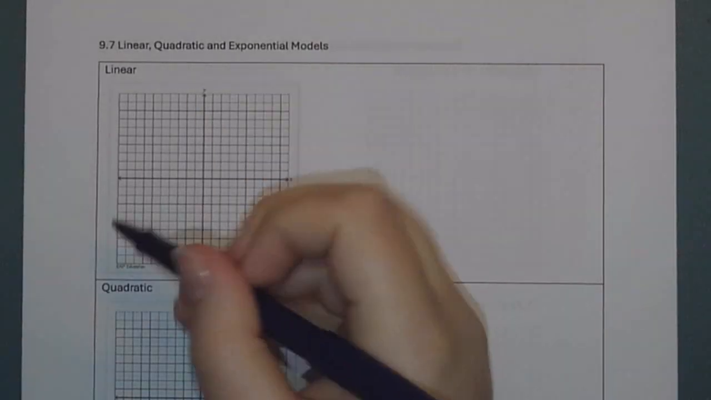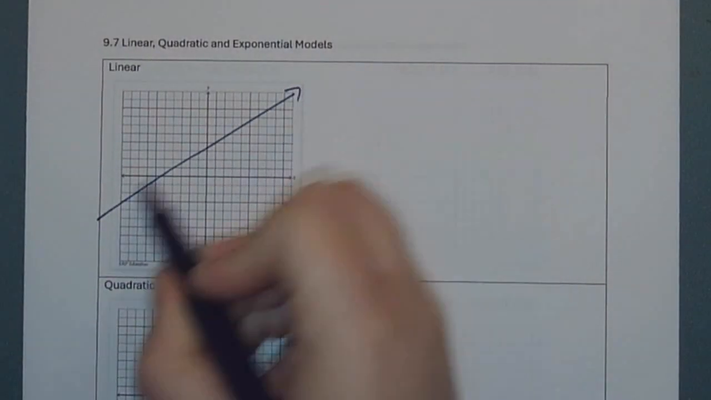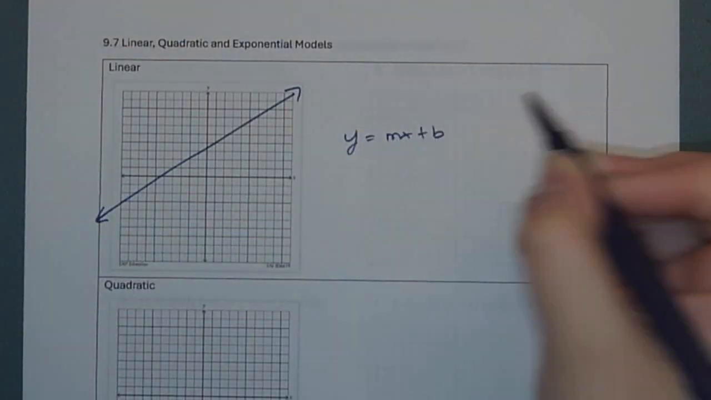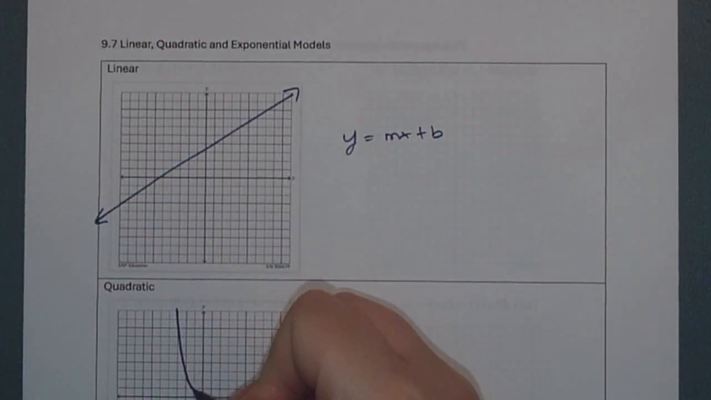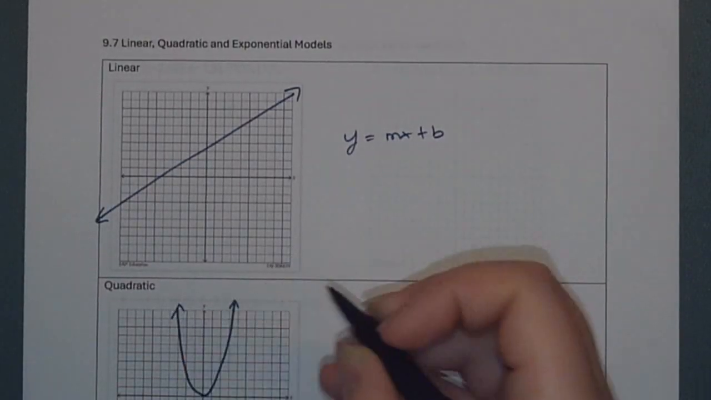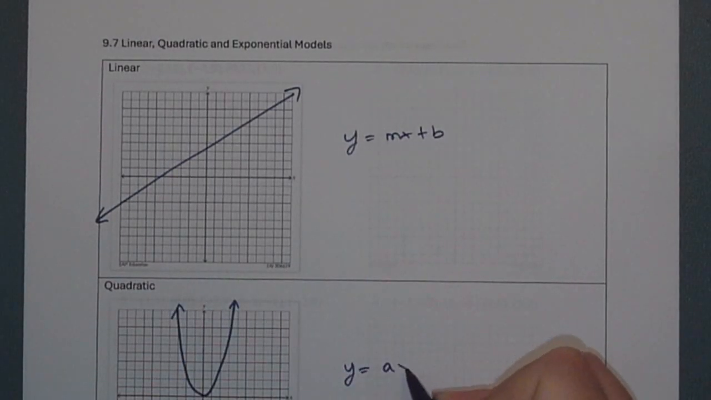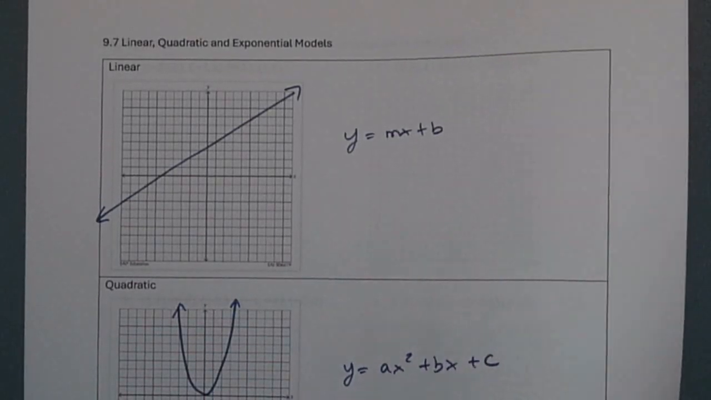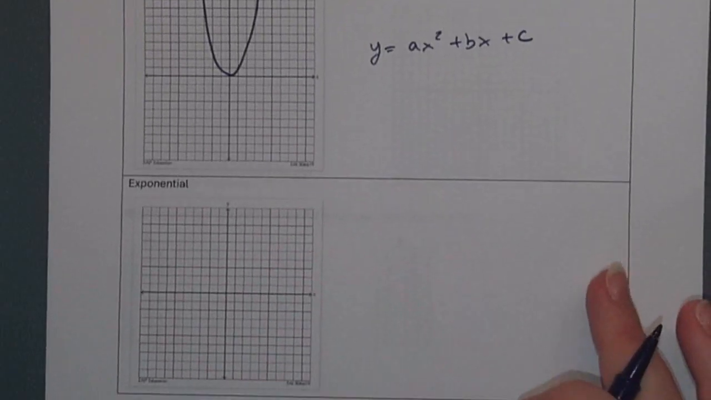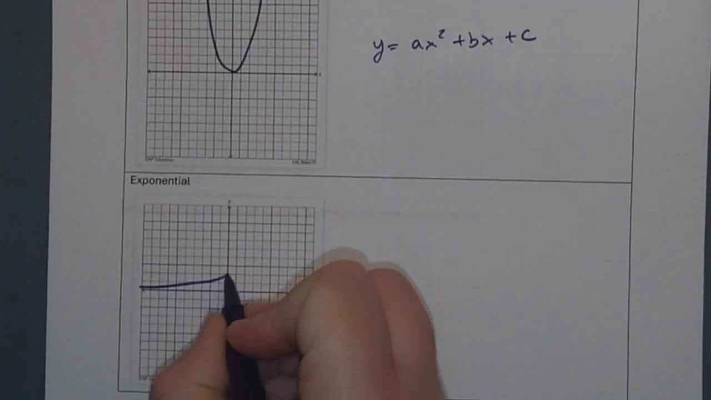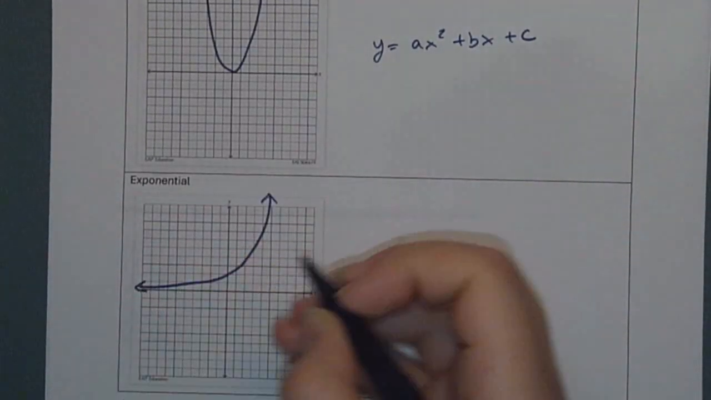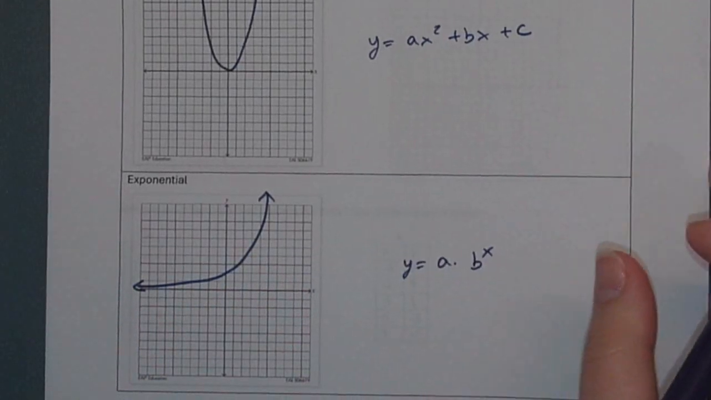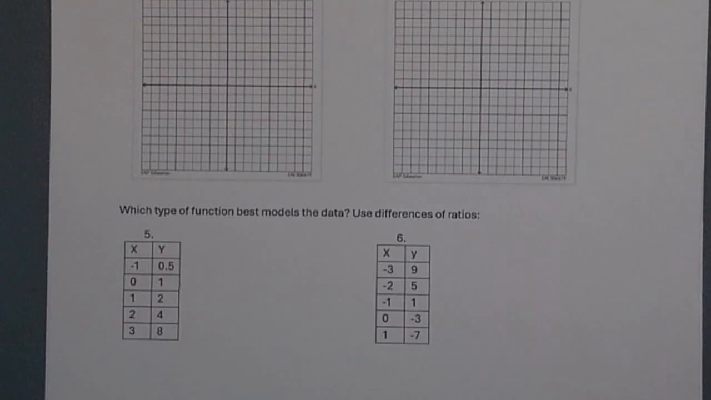So linear models are straight lines. The function we usually use for those is y equals mx plus b. Quadratic models are our parabolas. That equation was y equals ax squared plus bx plus c. And then we have exponential functions. We also talked about those. Those are the ones that look like these, and that's y equals a times b raised to the x.